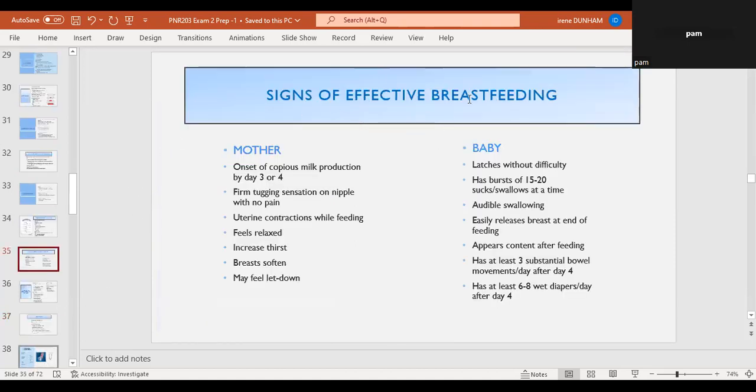So signs of effective breastfeeding. Okay, so this here, the mom has the amount of milk she needs. Sometimes you get really a lot of milk production by day 3 and day 4. The milk comes in and you can really feel it. And it goes, oh my gosh. And you want to get that baby to the breast. Firm tugging sensation on nipple with no pain. Uterine contractions while feeding. Remember from the oxytocin.